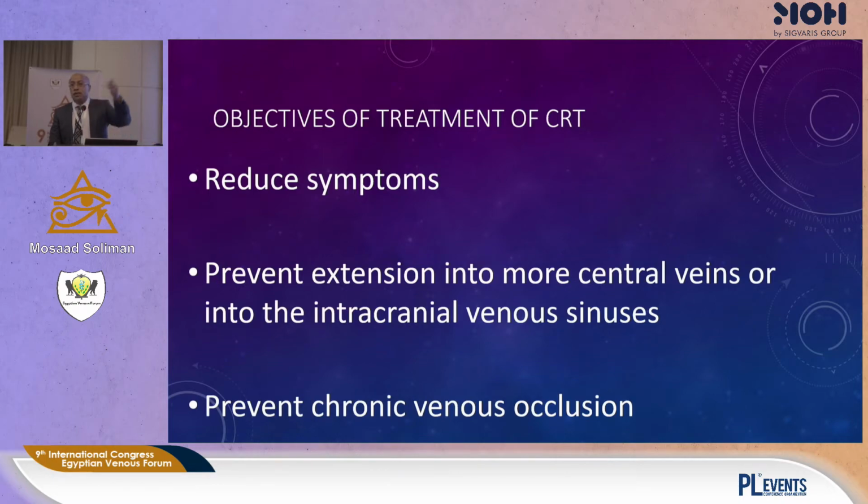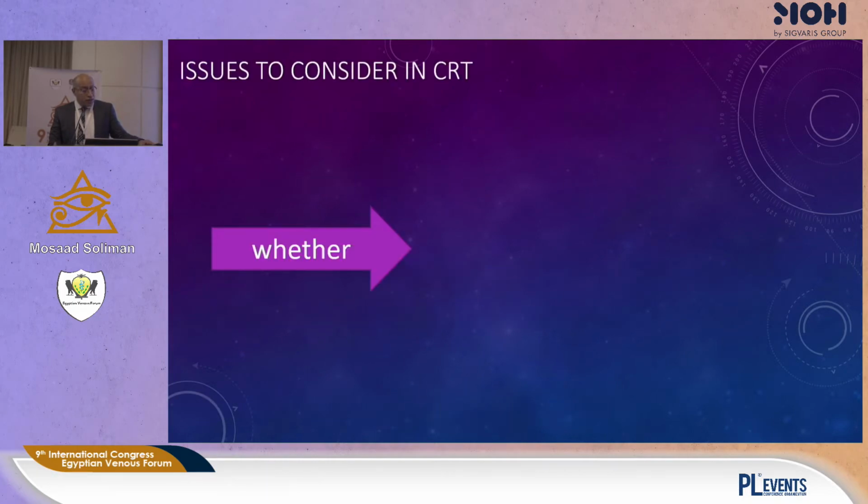First is to reduce the symptoms if we have a symptom. Second is prevention of extension of the thrombosis into a more central veins and into the cerebral venous sinuses. And the last thing is to prevent the chronic venous occlusion as we see in the patients with venous hypertension for hemodialysis. The other thing is the issue to consider.